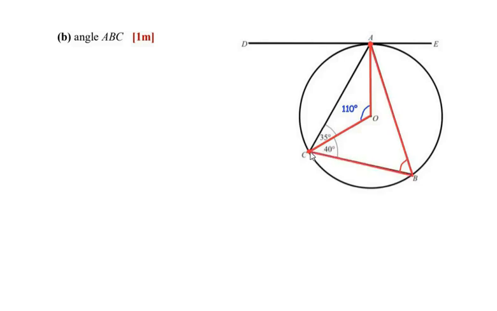then the angle at the center will be twice the angle at the circumference of the given circle. So for example, if at the circumference we had 40 degrees, then at the center we were going to have twice the angle at the circumference, that is 80 degrees. So now, since we have the value of the angle at the center as 110 degrees, the angle at the circumference is going to be half of the angle at the center.